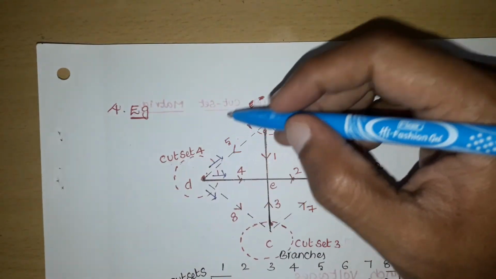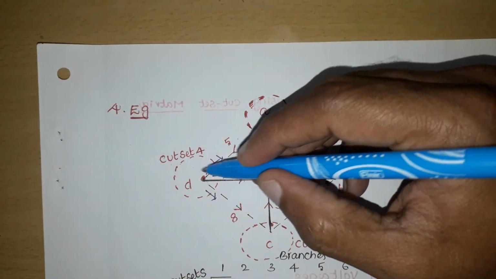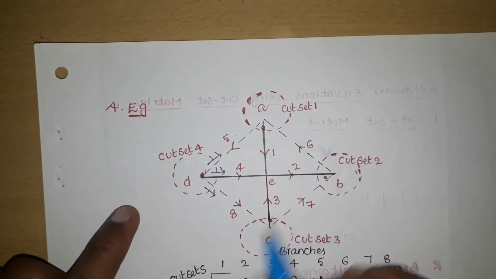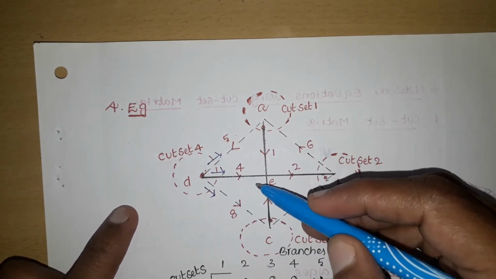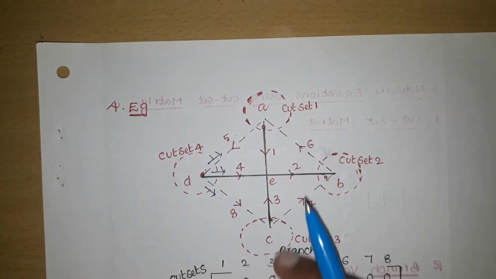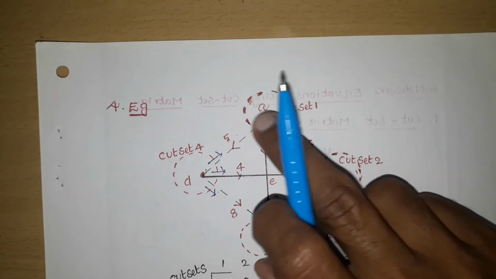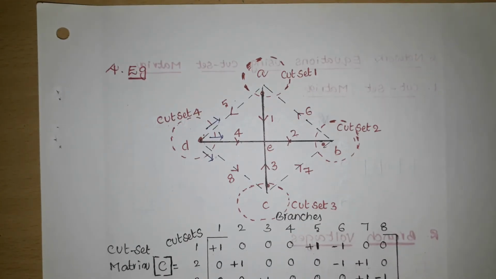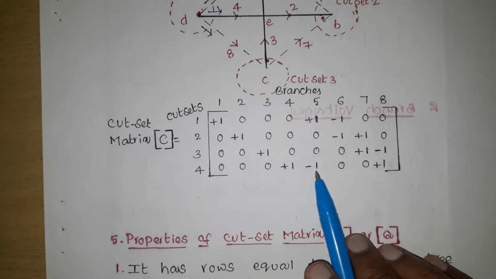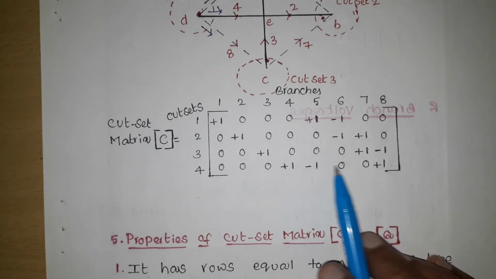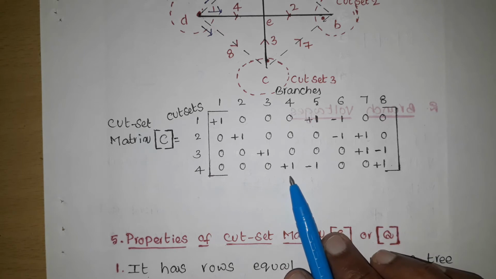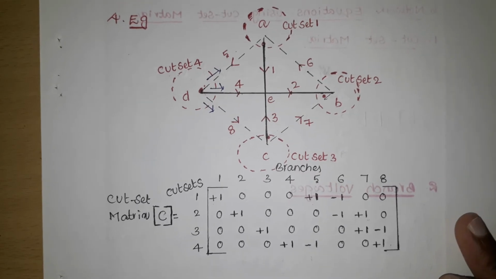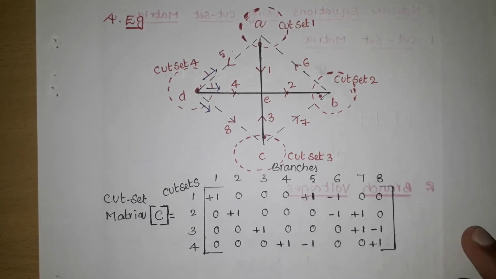So the current direction in the 4th twig is from this circuit to this circuit. Now we have to take that direction as a reference. Based on that, current in the 5th link is flowing opposite to the reference. Current in the 8th link is flowing in the direction of the reference. So that's why the 5th element becomes minus 1, the 8th element becomes plus 1 and the 4th element becomes plus 1. So this is the cut set matrix. This is how you have to frame it, you have to get the cut set matrix.